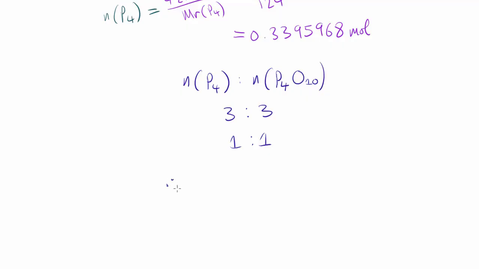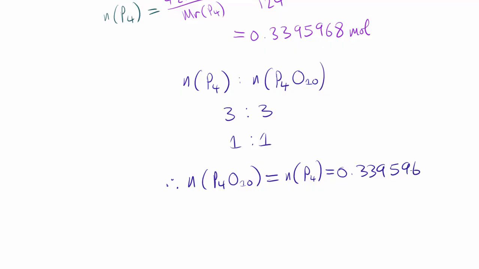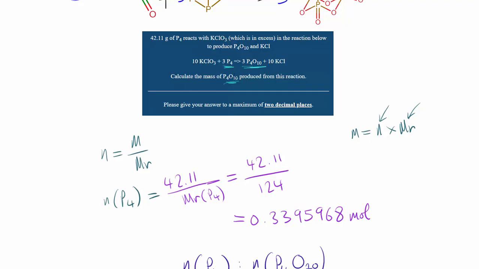So therefore we can say that the number of moles of P₄O₁₀ is equal to the number of moles of P4, which, as we know, is equal to 0.3395968. But remember, our goal from the question is to figure out the mass of P₄O₁₀.